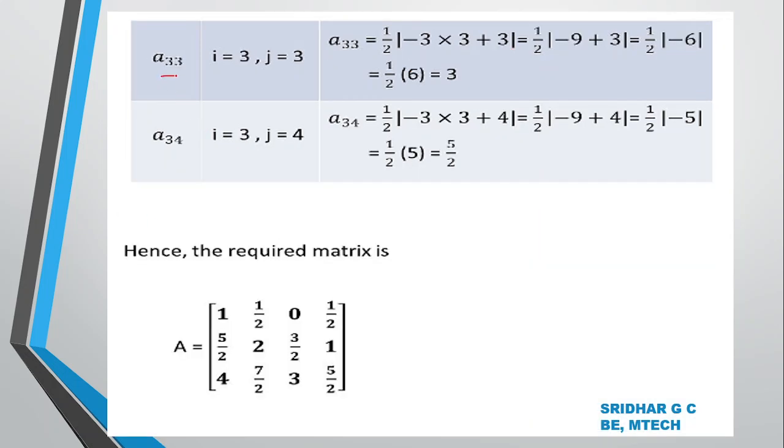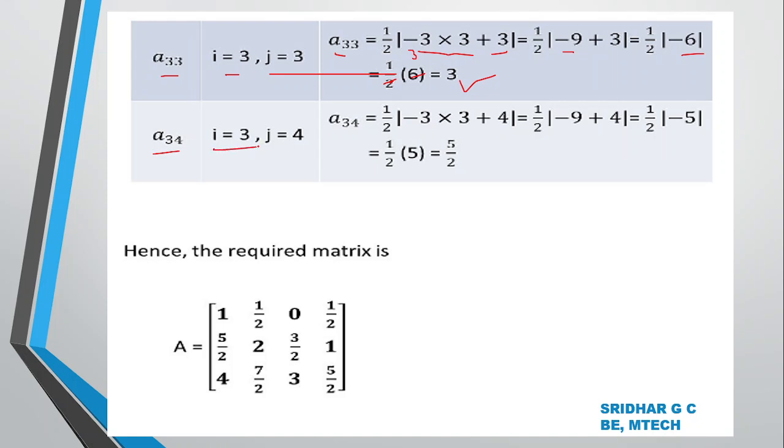So next, A33, so i equals 3, j equals 3. A33: minus 3 into 3 plus 3. Minus 3 into 3 will be minus 9 plus 3. So 1 by 2 into minus 6, modulus of minus 6. So 1 by 2 into 6, it's 2 3s are 6. So the answer is 3.